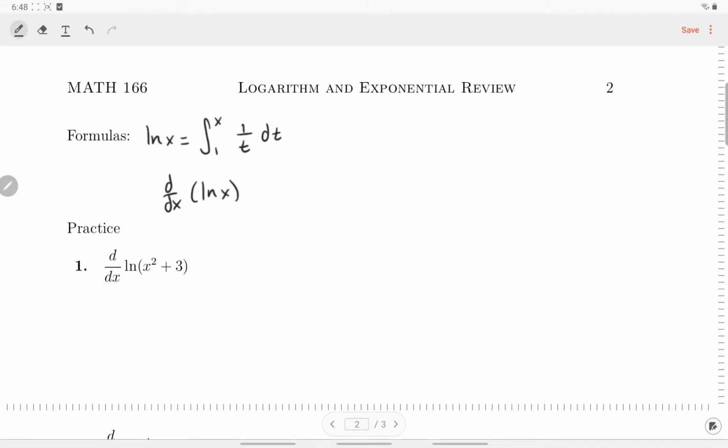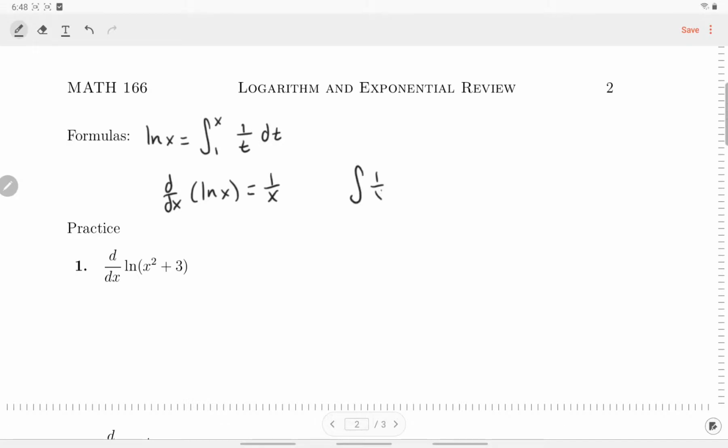according to the fundamental theorem of calculus, right, derivatives and integrals undo each other in a sense. Okay, they're sort of inverses. So that means the derivative of natural log is going to get me back to the function I started with, that 1 over x.